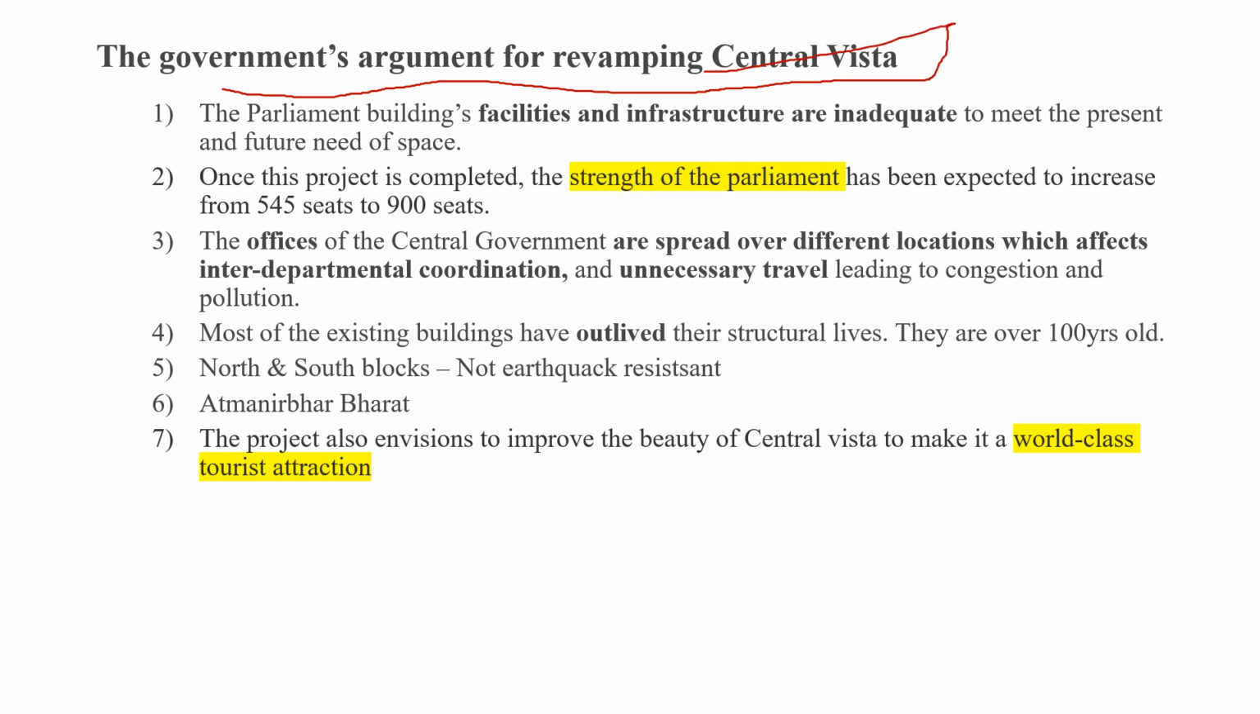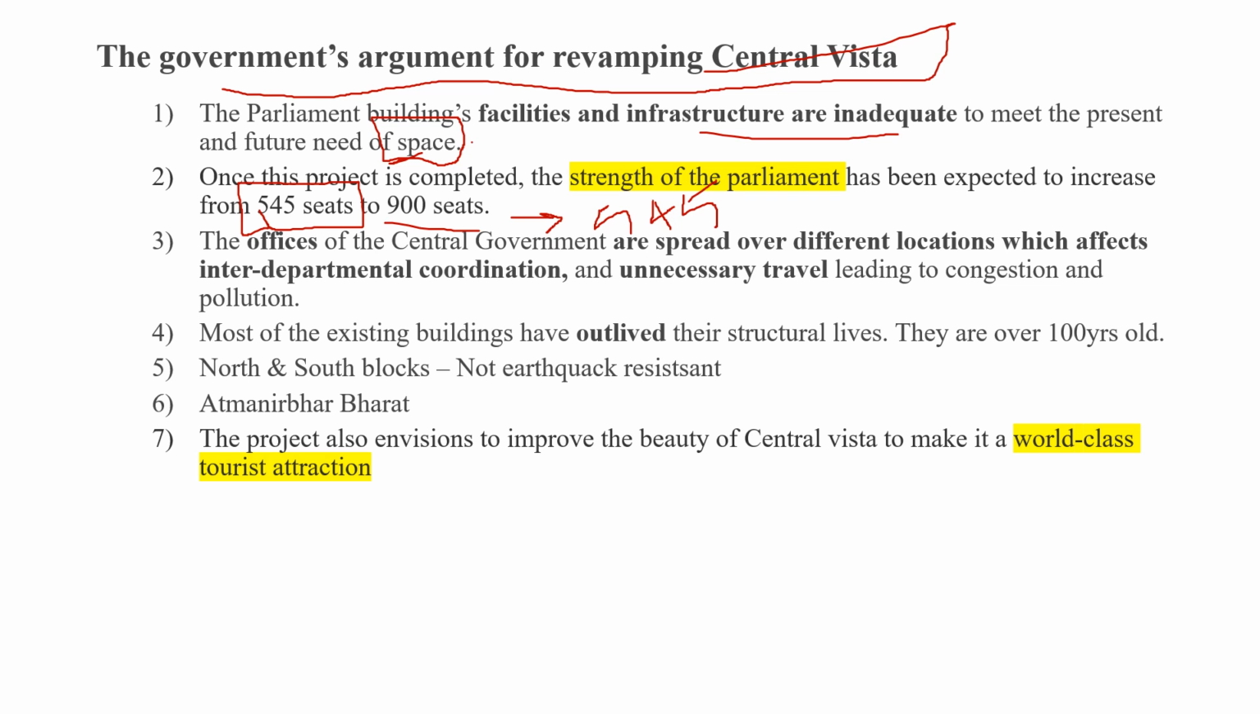Citing various reasons like inadequate infrastructure facilities and lack of space, because the current parliament capacity is only for 545 seats, right? So it wants to increase it to 900 seats. And remember, when the parliament building was constructed, it was constructed for only one house and the capacity was only 545, right? But after independence we opted for a bicameral legislature, right? So it actually crunches the space.